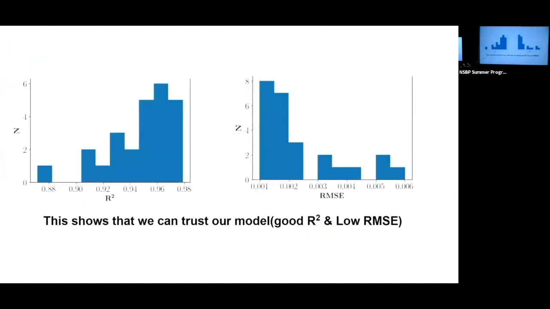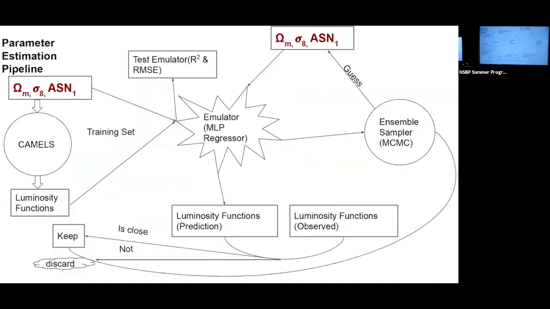We had a very good R-squared value and low RMSE. For R-squared, the closer this value is to 1, the more accurate we are. The lower the RMSE, the better. So let me go back to the previous slide. What the emulator does is take the job of CAMELS and do what CAMELS is supposed to do, since it takes much less time and is not expensive to run.